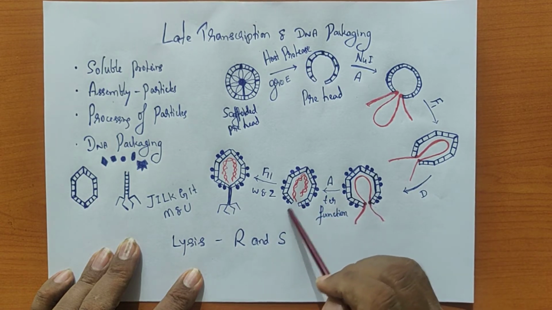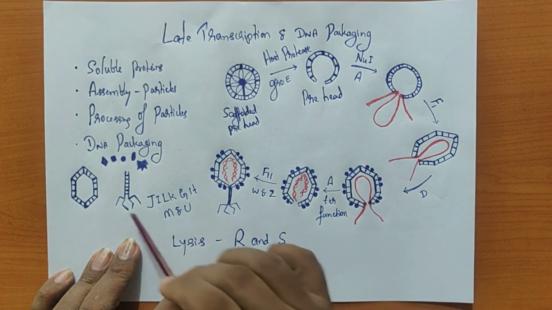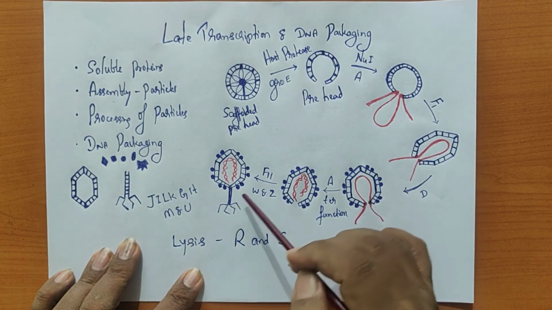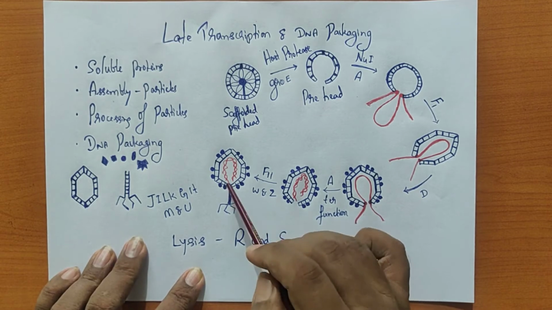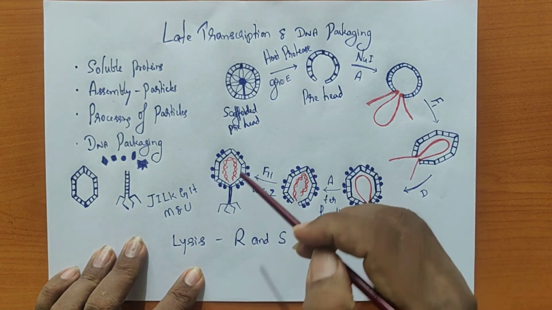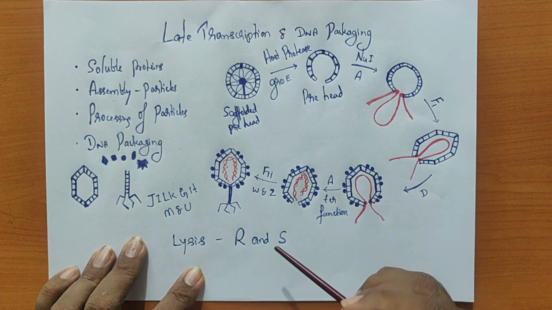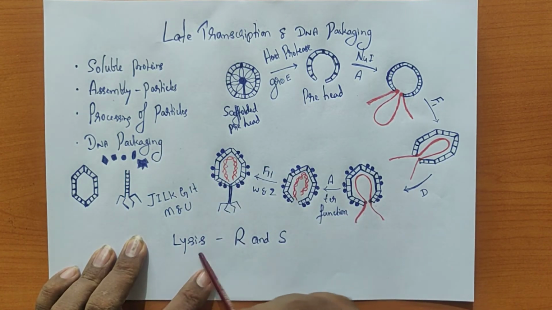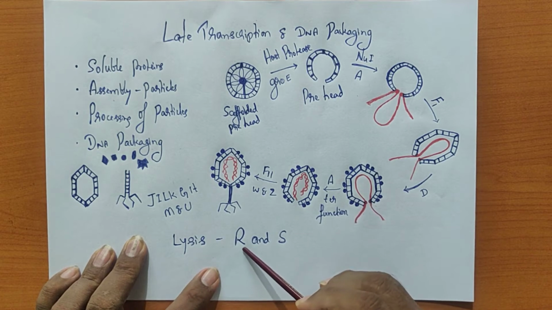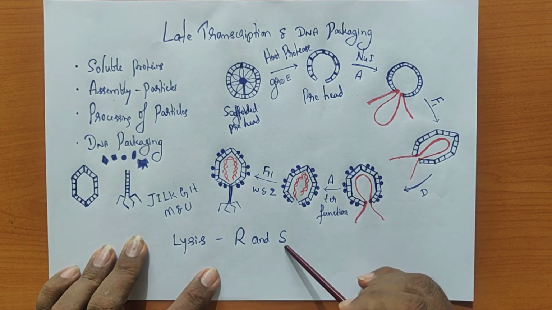Then the packaged DNA is going to be cleaved. Then the tail is going to be synthesized separately and the whole particle is going to be assembled. So now once the number of particles increases within the host system, the last step is going to be the lysis. Now the lysis is carried out by the genes R as well as S, in fact.